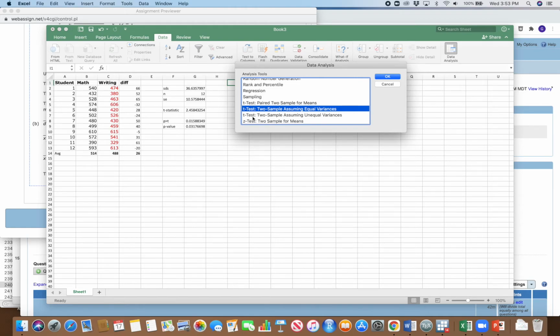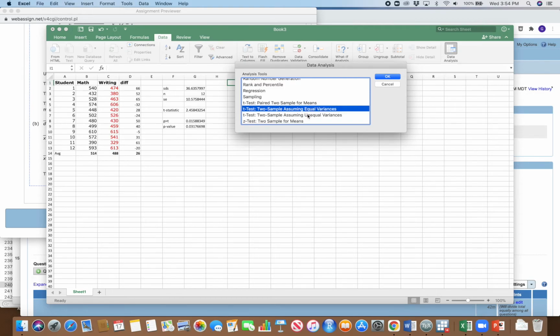Now, the difference between T and Z is the same as it was before. You should use Z if you think you know the population standard deviation. Otherwise, you should not use Z. Then you have to make a decision between these two t-tests. Basically, you should always assume unequal variances because that is a more conservative assumption, and we tend to make the relatively conservative assumption in statistics.